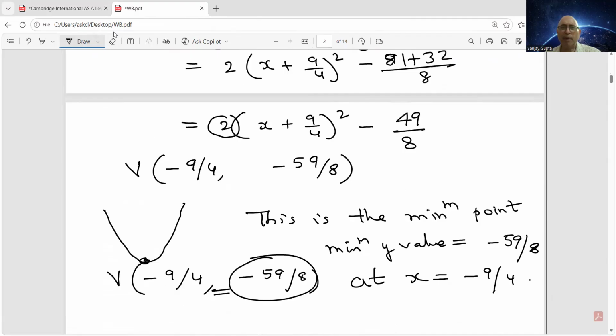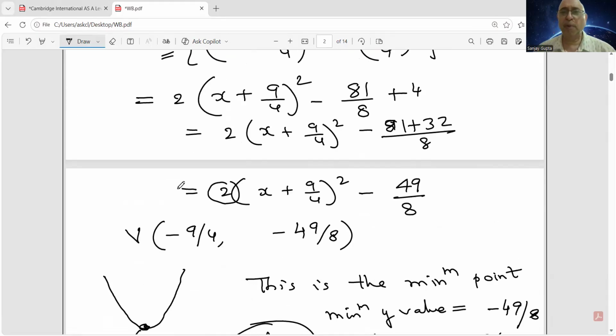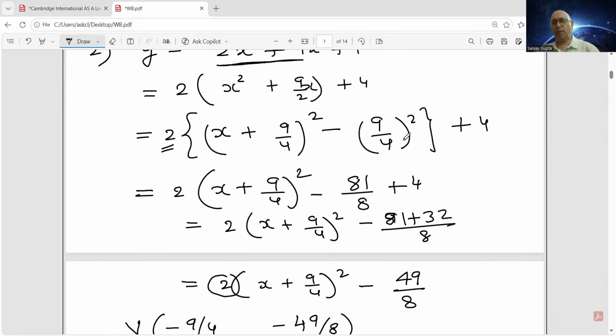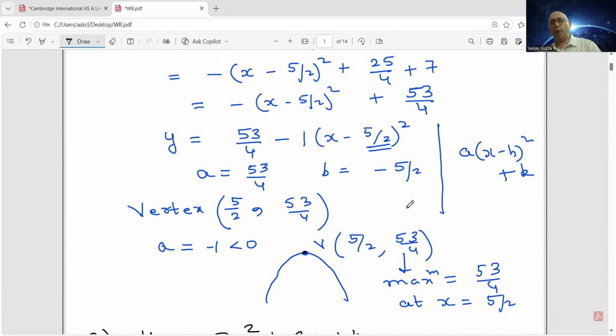And therefore, all this will be changed to 49 over 8, please. So this is going to be 49 over 8. So the minimum value of the function is not minus 59, but minus 49 over 8. And it happens when x is minus 9 over 4. Is it right? 9 over 4 squared is 81 over 16. And when I multiply with 2, when I open the brackets, it will become 81 over 8 plus 4. And that's how it works.